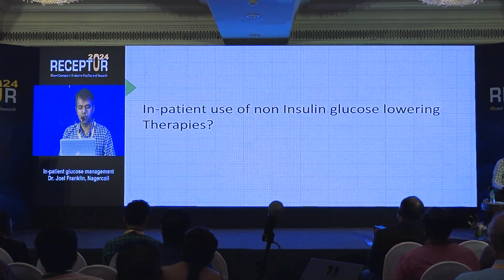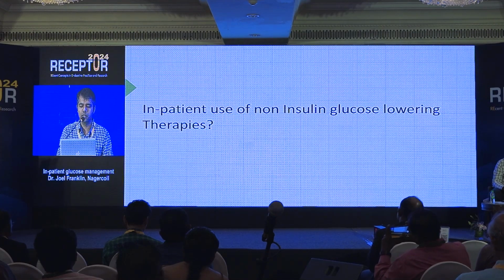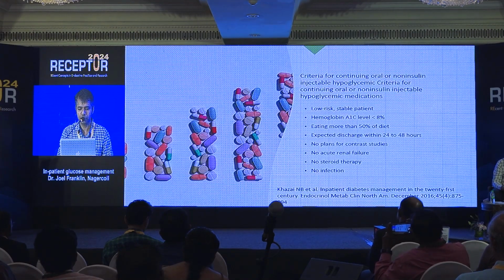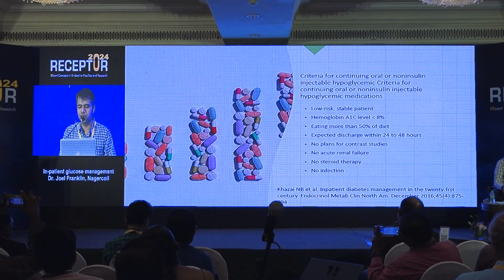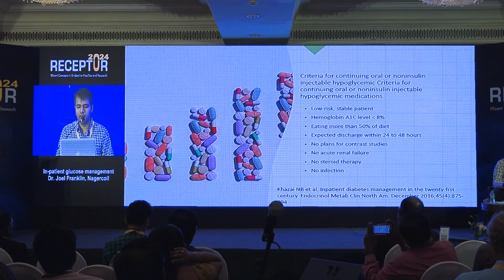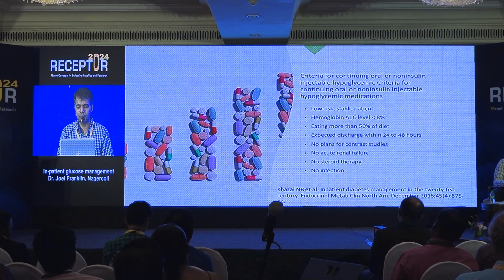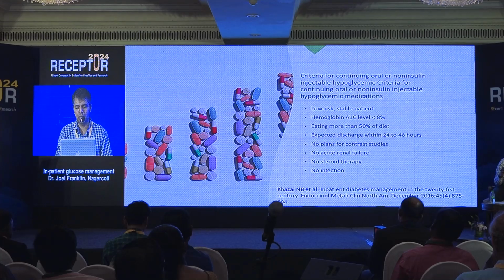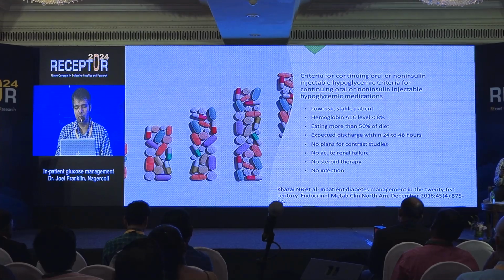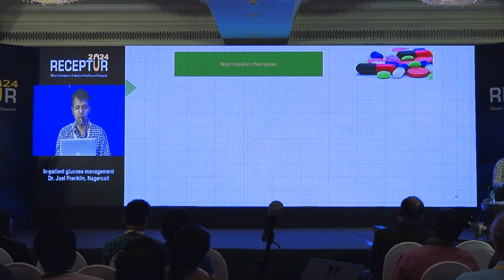So the next is inpatient use of non-insulin glucose lowering therapies. The criteria for continuing oral non-insulin injectable hypoglycemic agents include: low-risk stable patient, HbA1c less than 8%, eating more than 50% of diet, expected discharge within 24 to 48 hours, no plans for contrast studies, no acute renal failure, no steroid therapy, and no infection. Then you can continue these oral agents. So what are the agents?